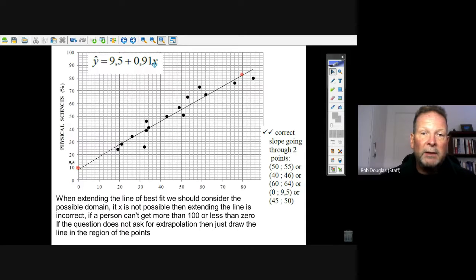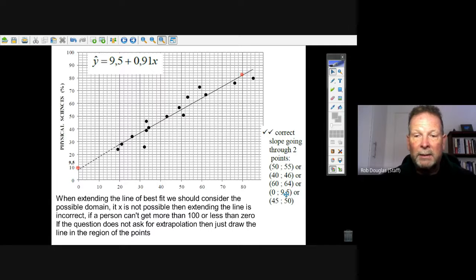It's only 2 marks, but the easiest answer you can get right away is on the y-axis. If x is 0, if somebody got 0, this line of regression, the line that goes through the middle of these points, we'd expect them to get 9.5. So there's one point that you could grab. Now, it's funny, in the memo they have 50 and 55. They take 50 and put it in and get 55 out. You can pick 40 or 60.